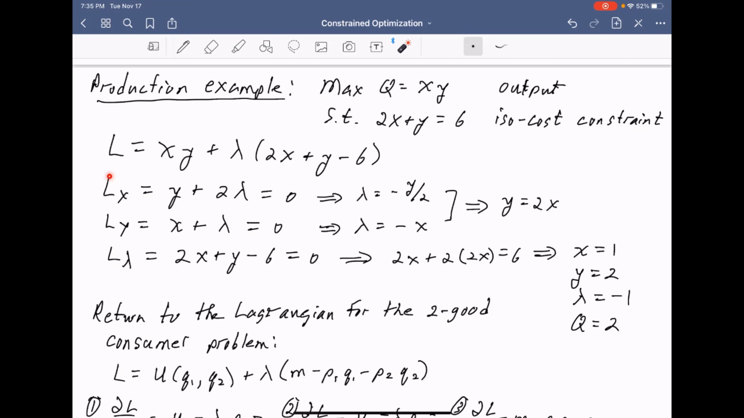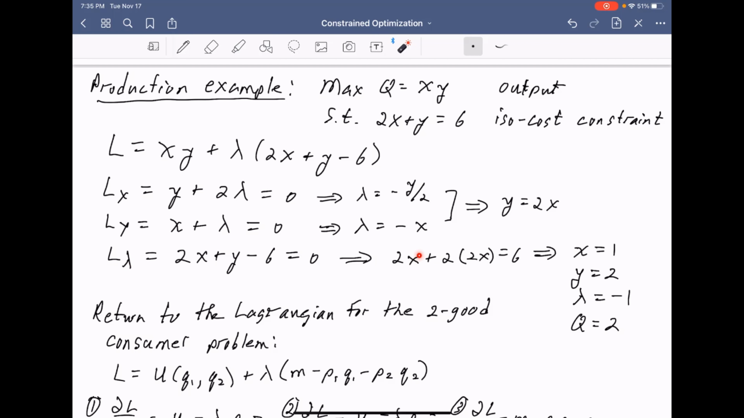So we take the first partial with respect to x: y plus 2 lambda equals 0. L sub y, so the partial with respect to y: we get x plus lambda equals 0. And if we look at those two, we solve the first for lambda, and we find minus y over 2. We solve the second one for lambda, and we find minus x. So we find that y equals 2x. We substitute that value in here. This is the partial of the Lagrangian with respect to the Lagrange multiplier.